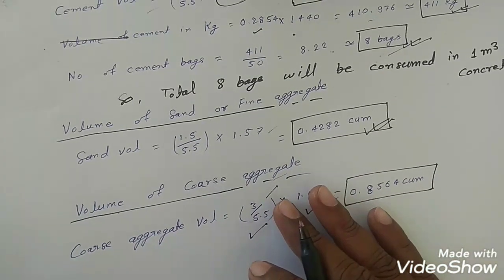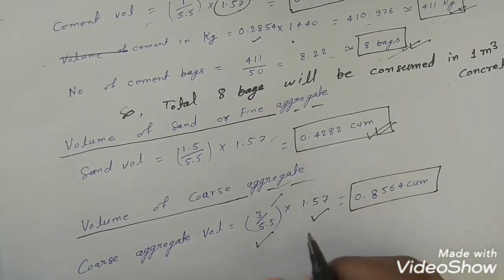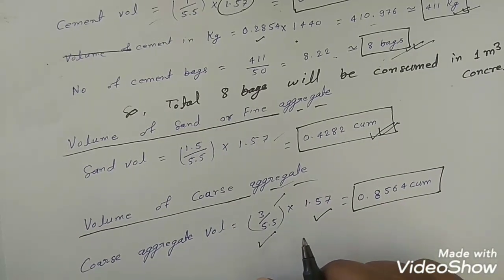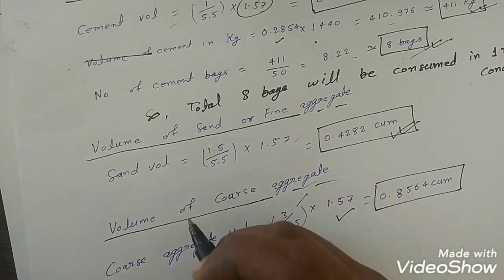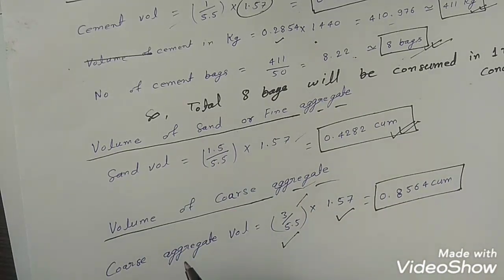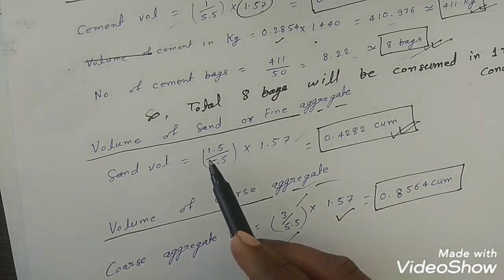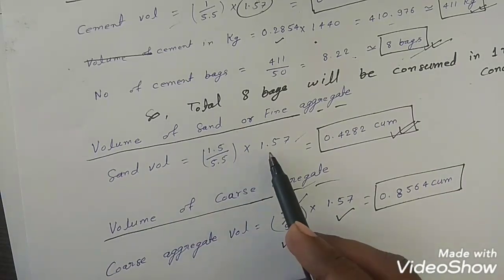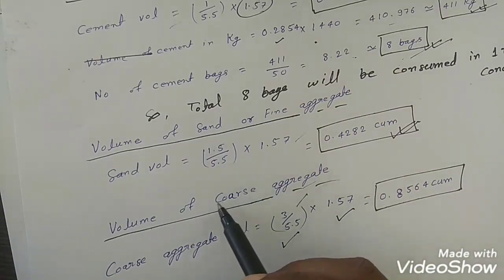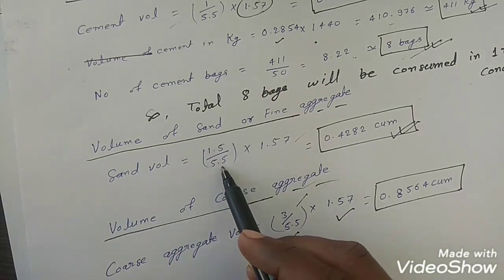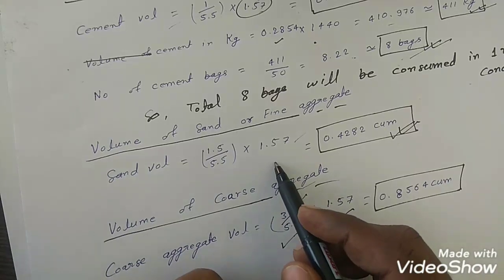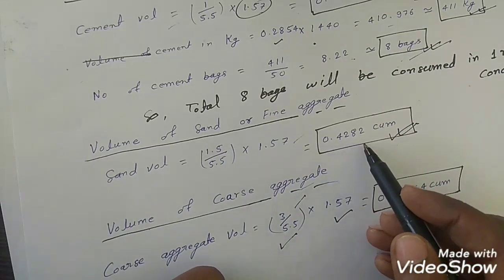So now we will find the volume of sand or fine aggregate. Sand volume will be calculated the same as cement. The ratio of sand divided by the sum of all ratio multiplied by dry volume. So 1.5 divided by 5.5 multiplied by 1.57 is equal to 0.4282 cubic meter.